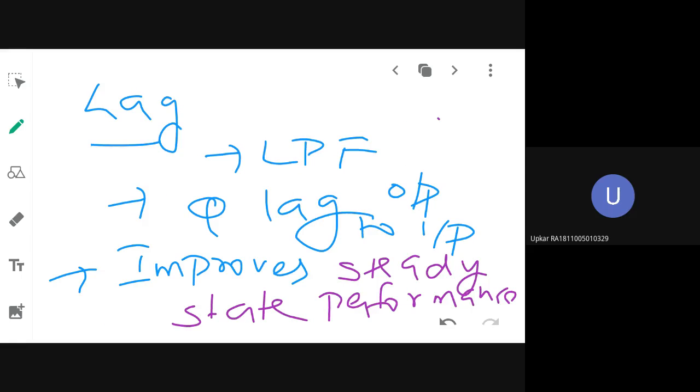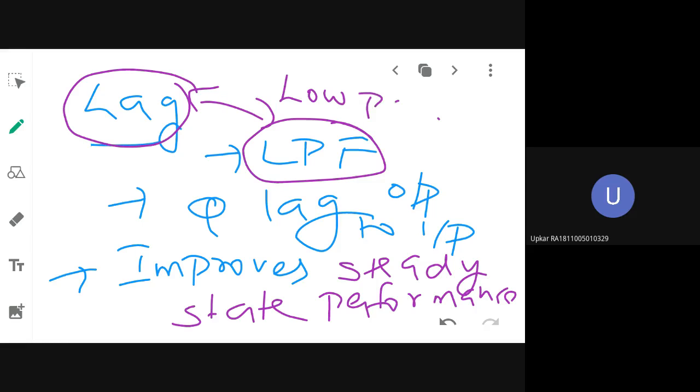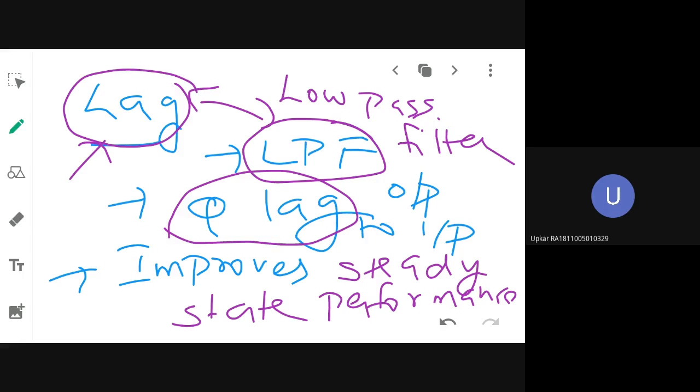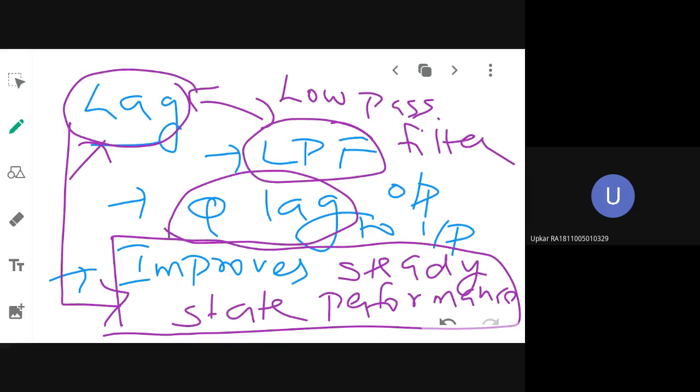Next, we are going to discuss what the various features of a lag compensator are. I have told already in my lab class that this lag compensator is also equivalent to a low pass filter. This is an important MCQ question. Lag compensator is equivalent to a low pass filter, and as the name suggests, it will give you a phase lag. At the output side, you will have a phase lag when you refer it with the input. So between input and output, there will be a phase lag. And the main feature of this lag compensator is that it will be improving the steady state performance.